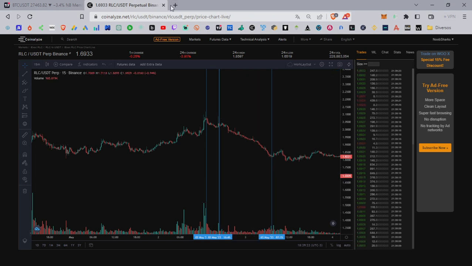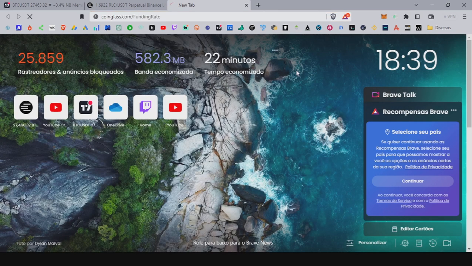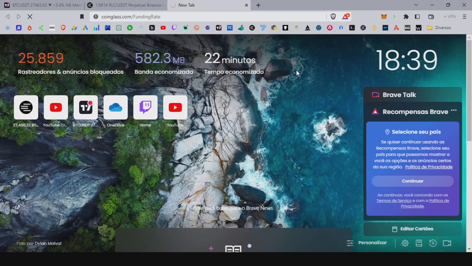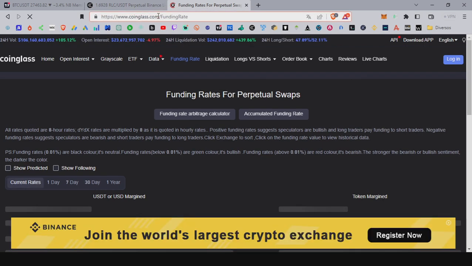So let me show you one last thing. There is one other platform where you can use and analyze a long short. There's a lot of that, right? But I like to use CoinAlyze. This is the best one for me. And the other one is CoinGlass. It's really, really great. Okay. Let me delete this here. Really, really great. And you have to come here to live charts.